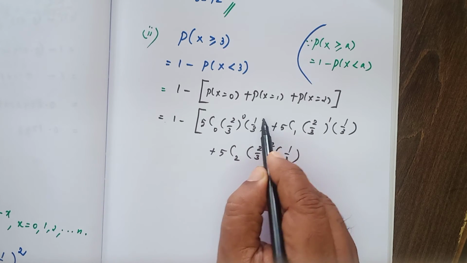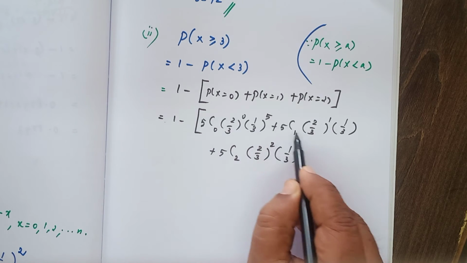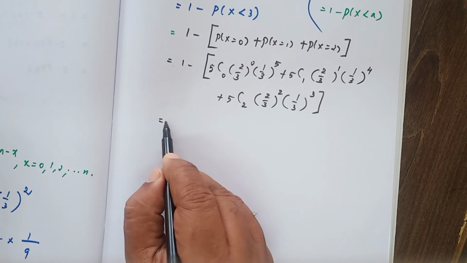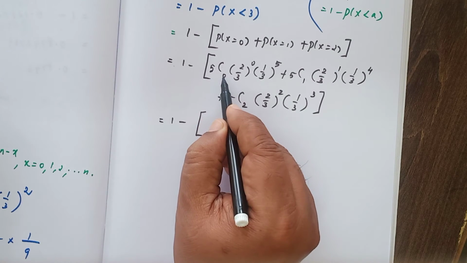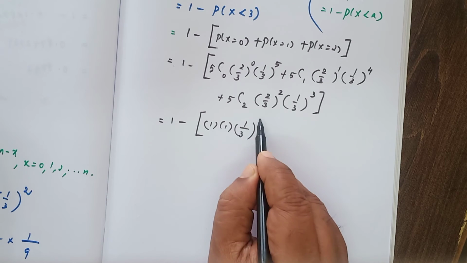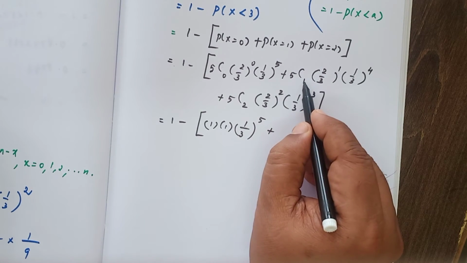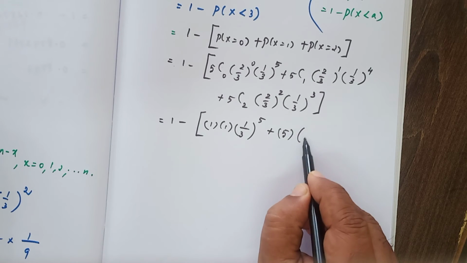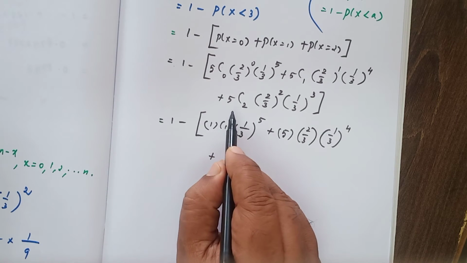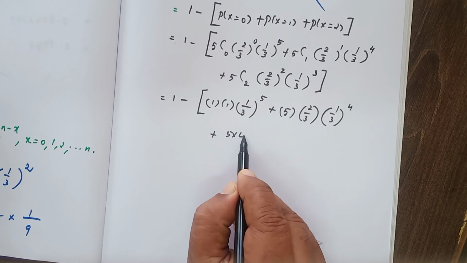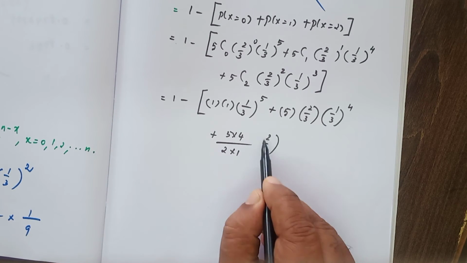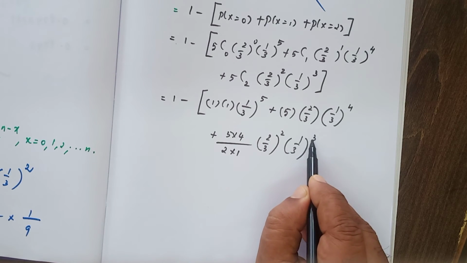Here n minus x: n here, x here. 5 minus 0 is 5, 5 minus 1 is 4, 5 minus 2 is 3. That is equal to 1 minus NC0 value is 1, therefore 5C0 is equal to 1. Anything power 0 equals 1, you have only 1 by 3 power 5, plus NC1 value is n, therefore 5C1 is equal to 5, and 2 by 3 write as it is, and 1 by 3 power 4 also as it is, plus 5C2, you know that 5 into 4 divided by 2 into 1, then 2 by 3 the whole square into 1 by 3 the whole cube as it is.